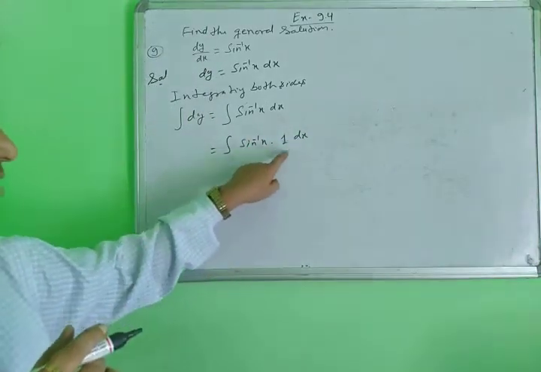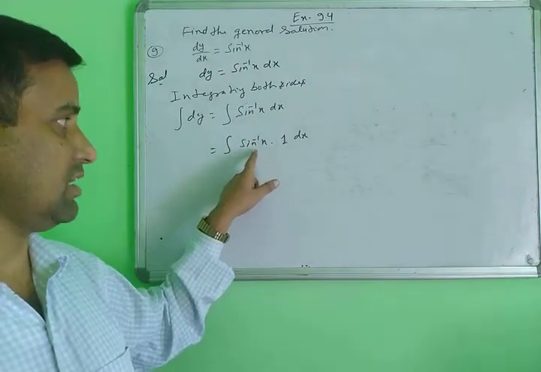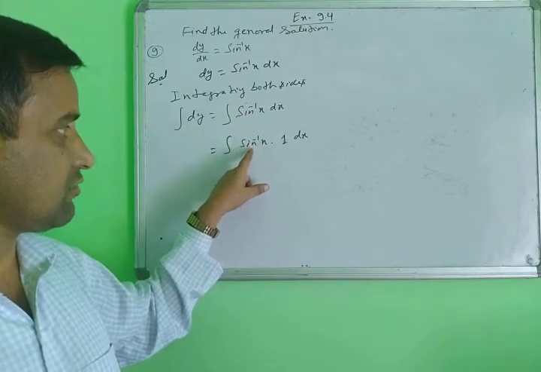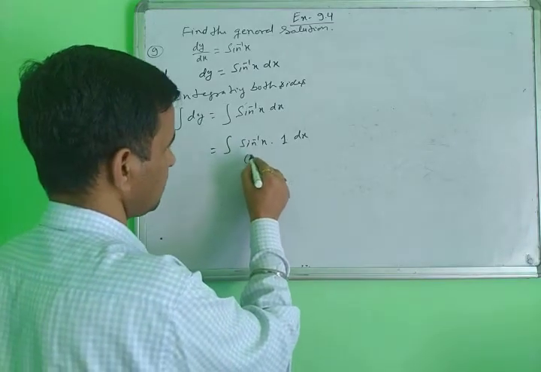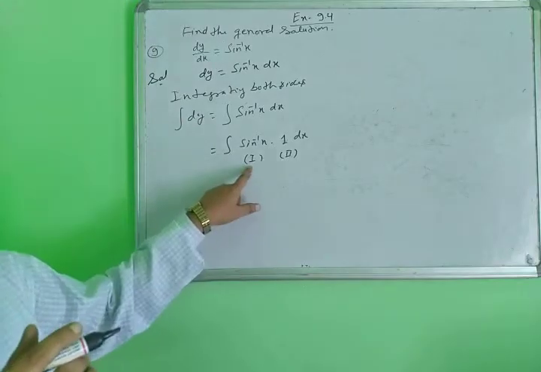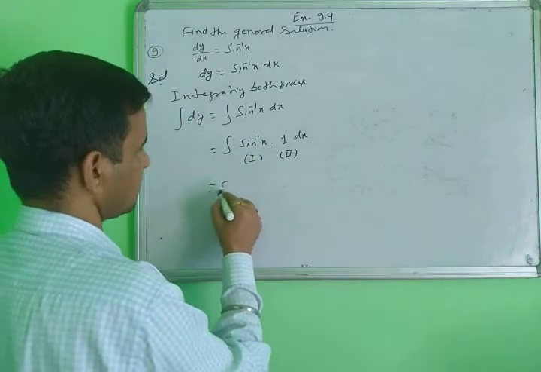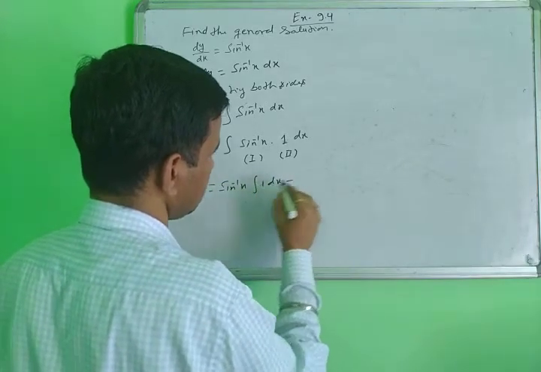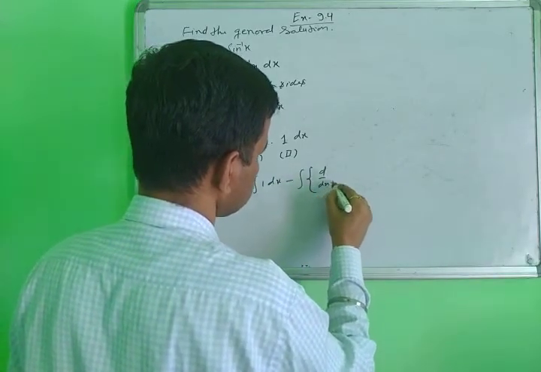Sin inverse stays sin inverse, but you will use the product rule of integration. You take this as the first function and this as the second function, according to the product rule. So the first function sin inverse x times the integration of 1 dx, minus the integration of d over dx of sin inverse x and the integration of 1 dx, dx.